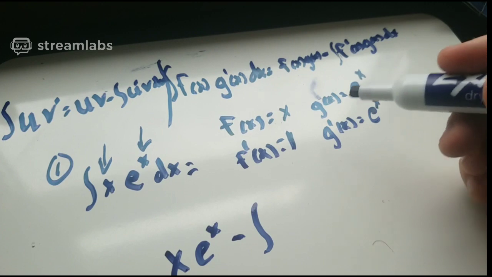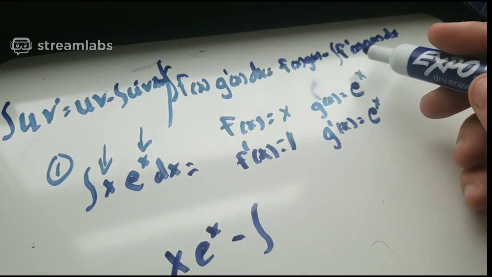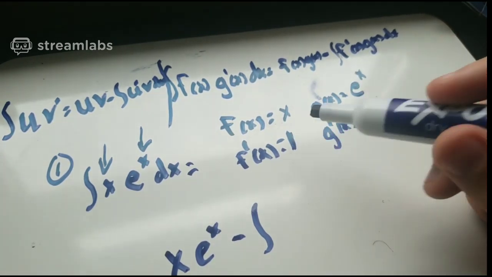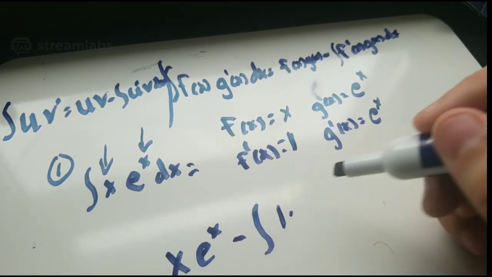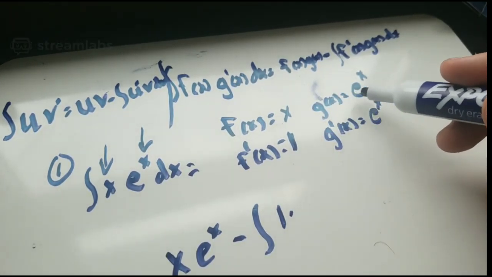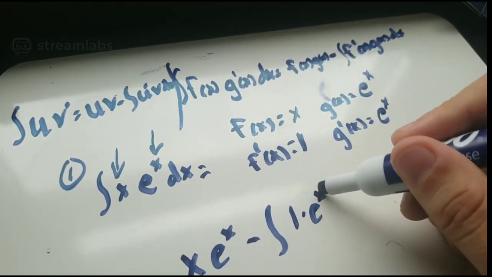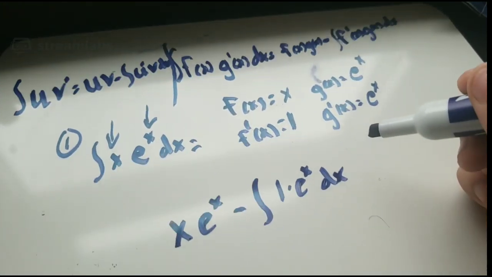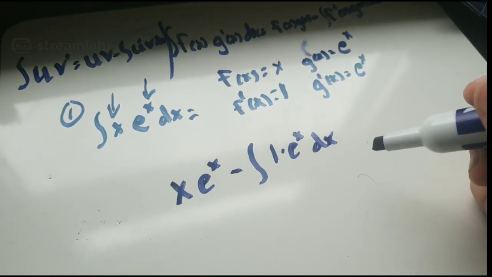And let's keep going. We have f prime of x, so we need the f prime, which is 1, times the g of x. So that's that antiderivative we found earlier, which is e to the x, dx. Okay, well that's really nice.